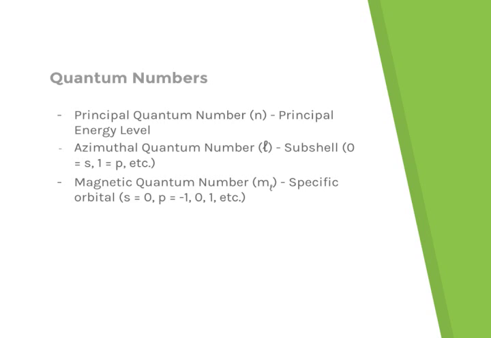For s, since there's only 1 orbital, the only magnetic quantum number is 0. For p, since there are 3 orbitals, we have -1, 0, and 1. The -1 orbital is the one on the furthest left of each subshell group. And for d, we have -2, -1, 0, 1, and 2, and as you might have guessed, the -2 orbital is on the left. And finally, we have the spin quantum number, or m subscript s, which indicates the spin of the electron. The number itself is either 1/2 or -1/2.